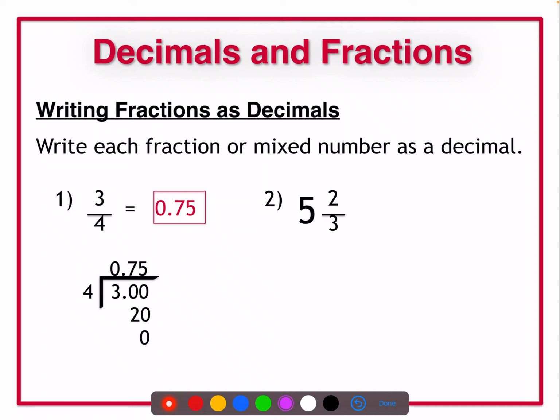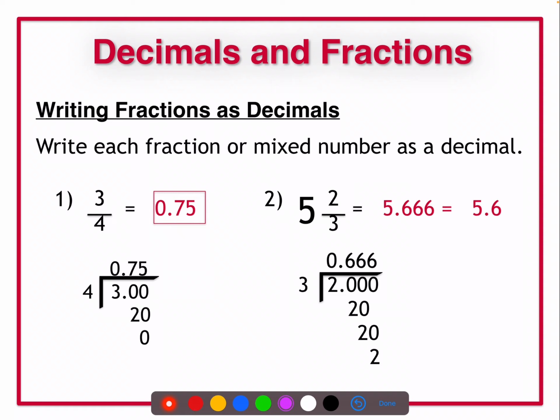Number 2, we have 5 2/3. Again, we divide 2 by 3. 2 divided by 3. The answer will be 0.6 repeating. So remember, you write it as 5.6 and then you write a line above the number that repeats. So your answer would be 5.6 repeating.